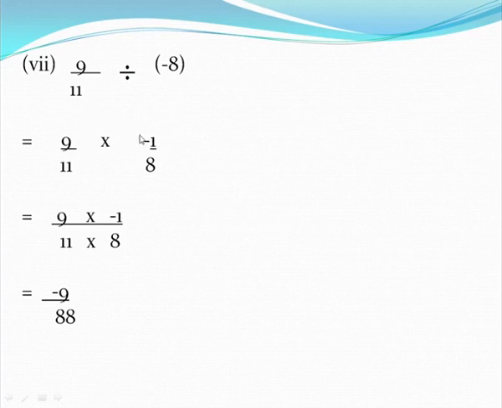Now multiply numerator with the numerator and denominator with the denominator. 9 multiplied by negative 1 upon 11 multiplied by 8. 9 into negative 1 is negative 9 and 11 eights are 88. So the last answer is negative 9 upon 88.